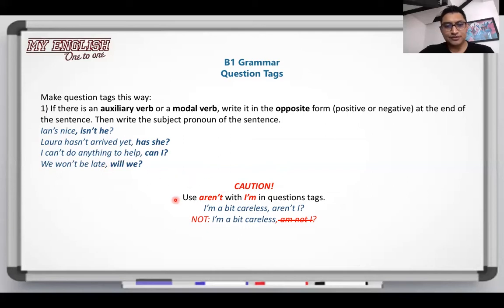Caution. Use aren't with I am in question tags. For example, I'm a bit careless, aren't I? It's incorrect to say, I'm a bit careless, amn't I. This is very, very important, okay?